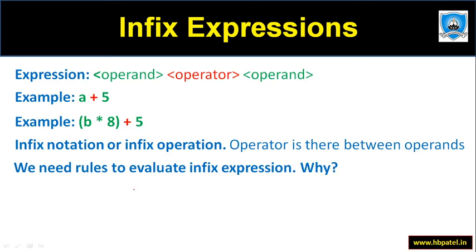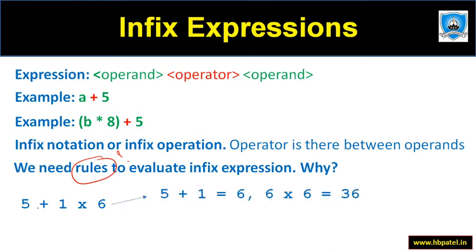Now we need to have rules to evaluate infix expression. So the question is, why do I need rules? So look at this one example. If I have something like 5 plus 1 multiplied by 6, alright, how do we evaluate it? Now it depends. One person may do 5 plus 1 equal to 6 first, and then this 6 is multiplied with this 6, and answer is 36. This is one way of doing it.